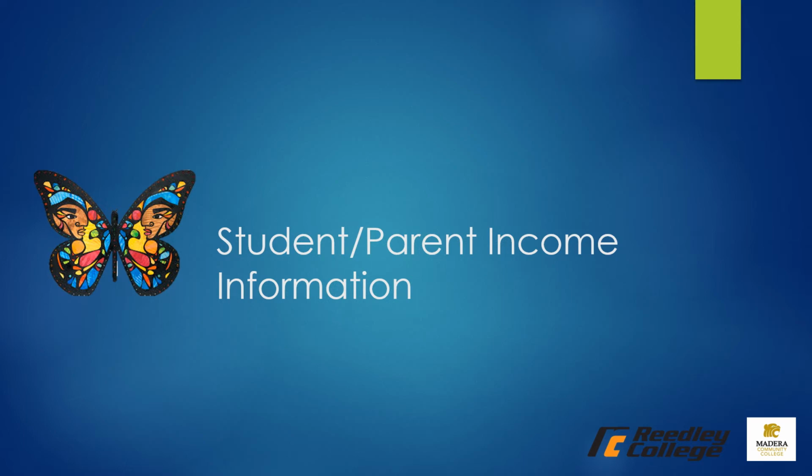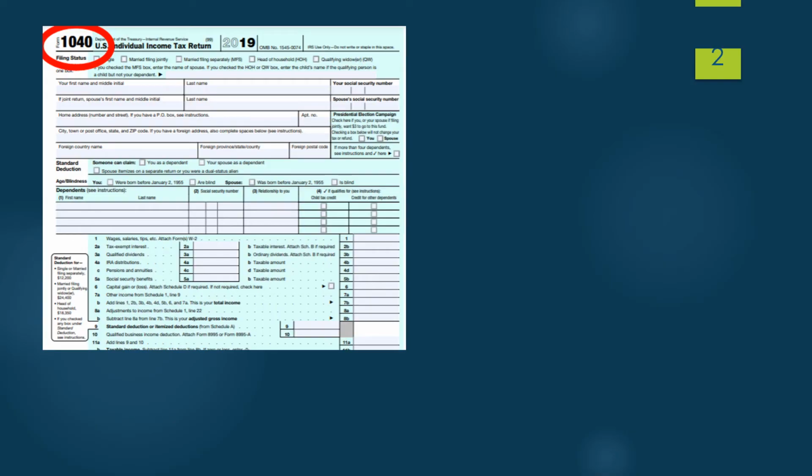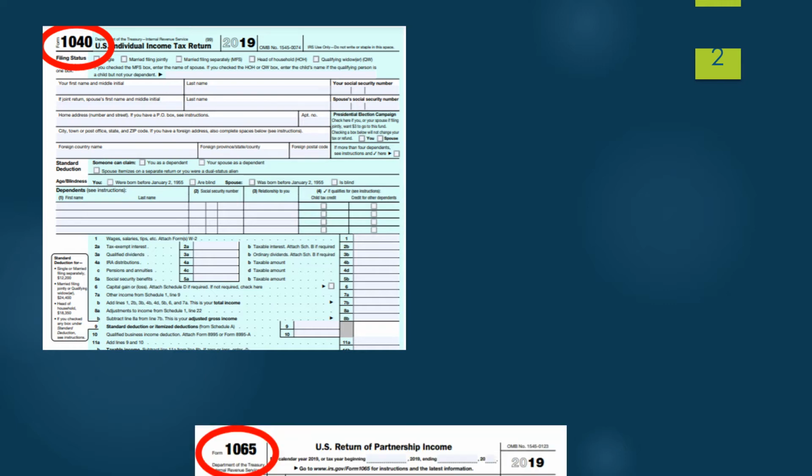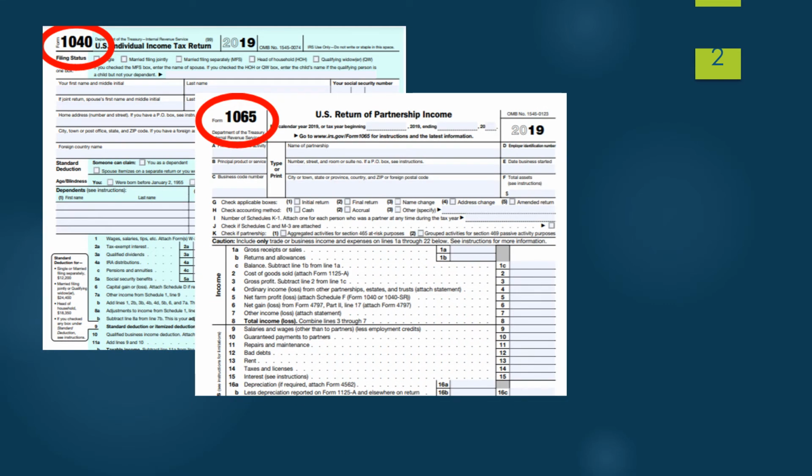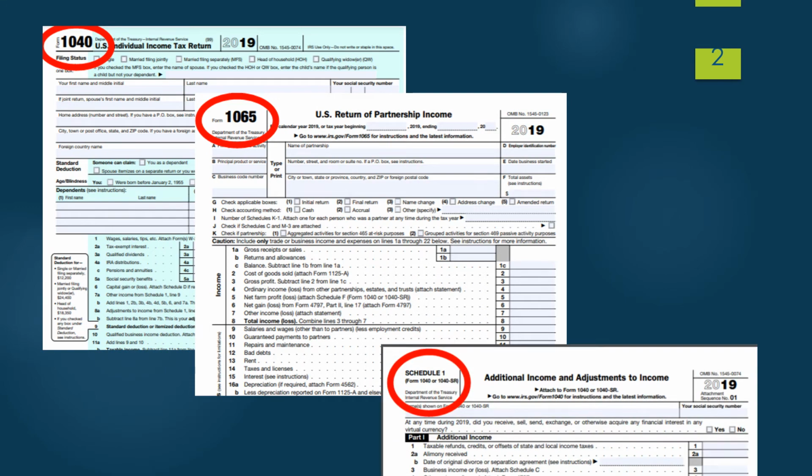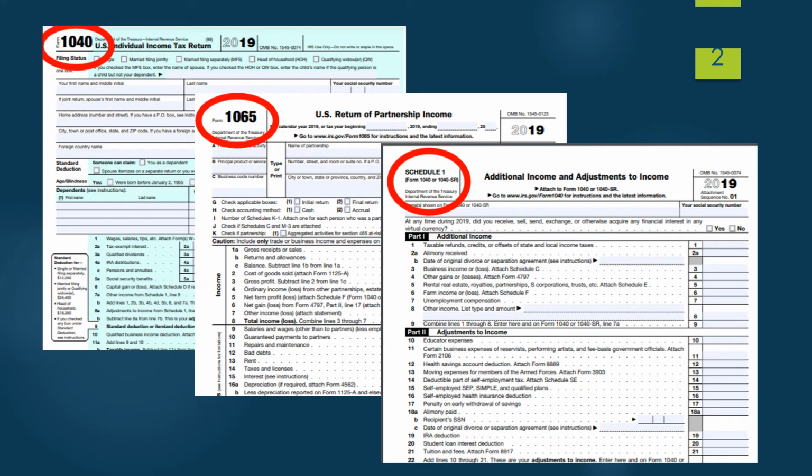In this section, you will be entering the student income information. If the student or parent filed income tax returns for 2019, you'll be required to gather the following documents: the IRS 1040, the Form 1065, and IRS Schedule 1. The top left-hand corner indicates the name of the form.